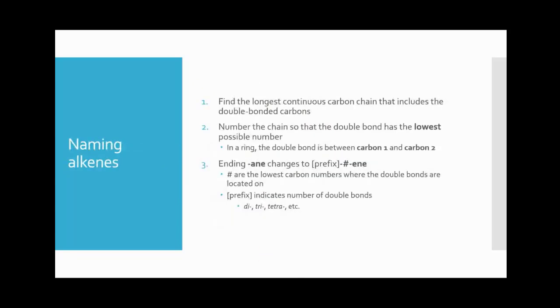And then for naming, find the longest chain that includes a double bond. Make sure the double bond gets the lowest possible number. In a ring, it's always assumed that the double bond is between 1 and 2. And here's the format of it. Instead of -ane, you use the prefix for how many double bonds there are, the number of where it's located, and -ene right here.